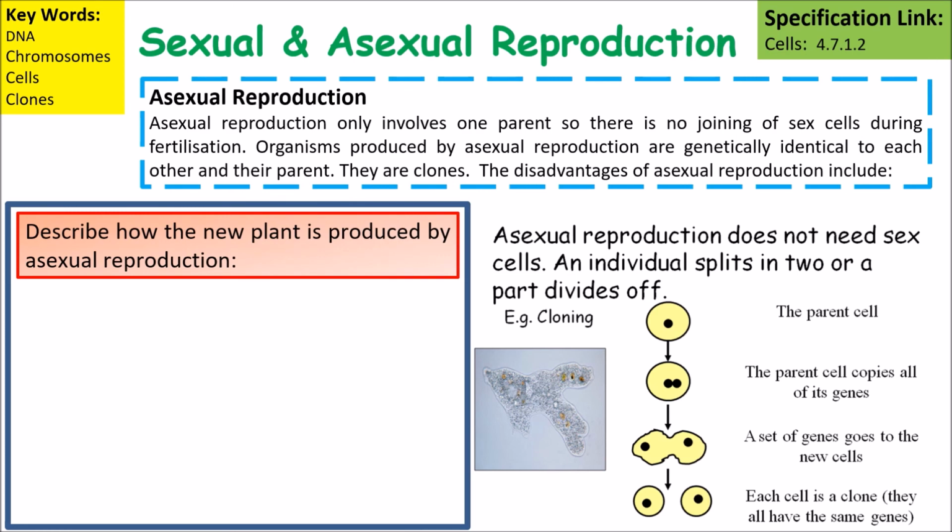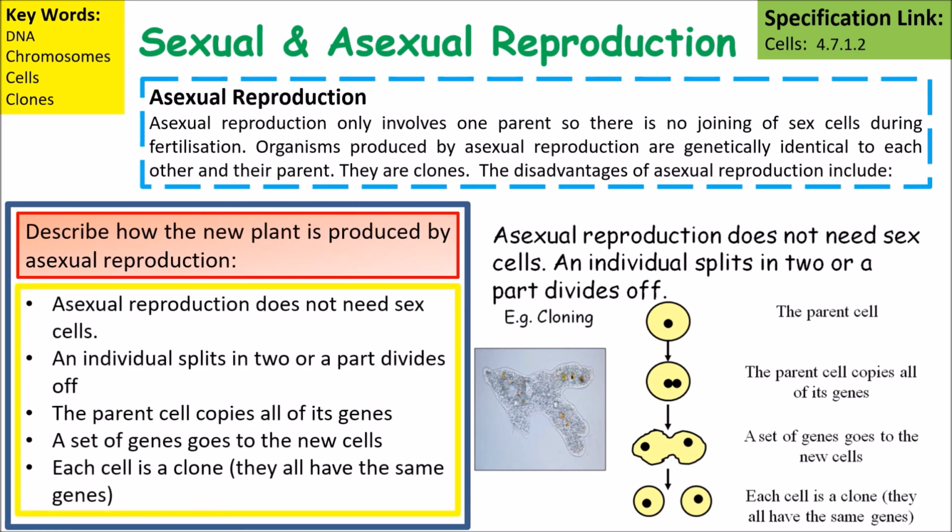If we're looking at describing how a new plant is produced by asexual reproduction, we're talking about the fact that it's not involving sex cells. An individual splits into two or divides. The parent cell copies itself or its genes, so a set of genes goes into the new cells. Each new cell is a clone of the parent cell.